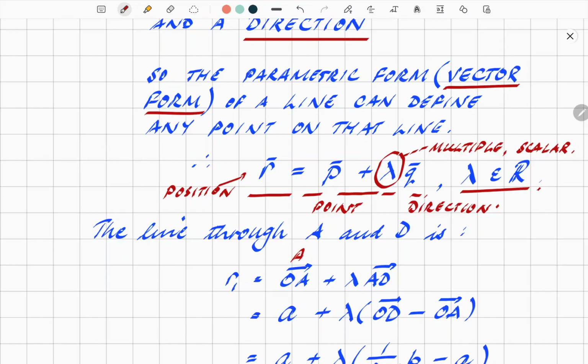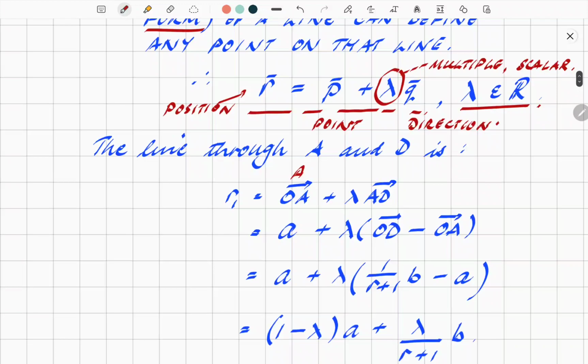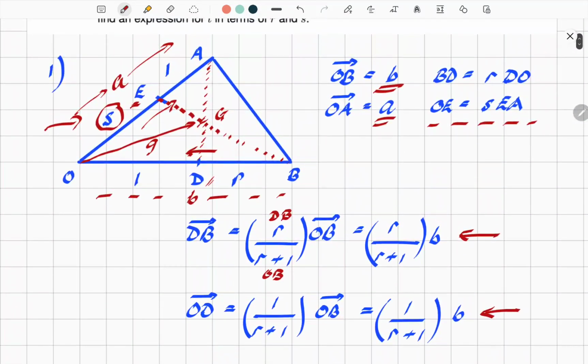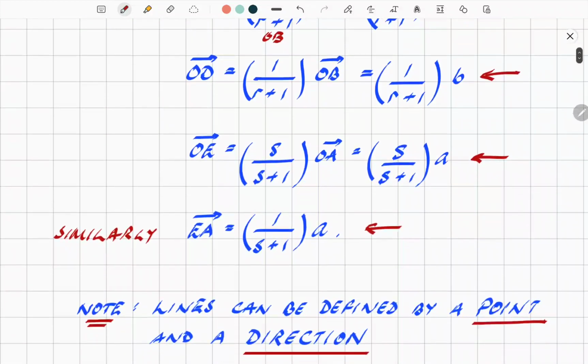That doesn't really need much explanation. I'll leave it as that. All right. So putting in the vector quantities, A is the position vector of A, lambda times OD minus OA. Remember, we're going from A to D, and I'm going to just quickly jump back to the diagram. From A to D, we're going to go A to O, which is minus A, and then we're going to go to OD.